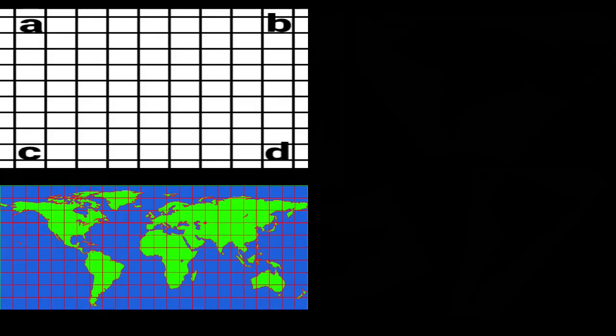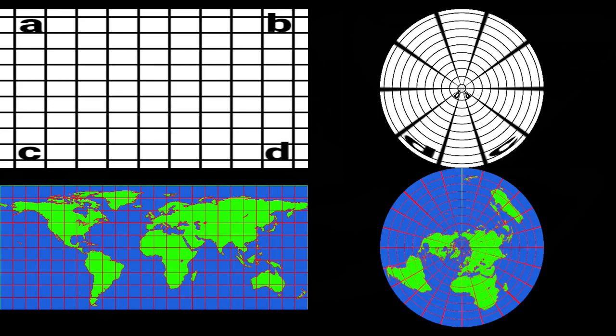On the left is a cylindrical coordinate system, where the top line is the North Pole and the bottom line is the South Pole. Cylindrical map projections are the ones most people are most familiar with. On the right is a polar coordinate system, where the center point is the North Pole and the outermost circle is the South Pole.